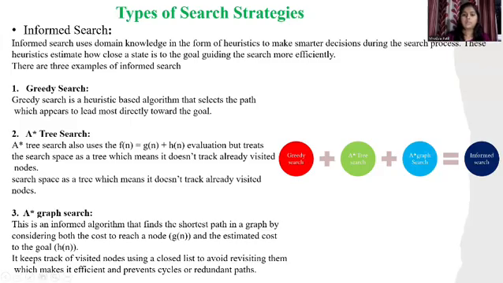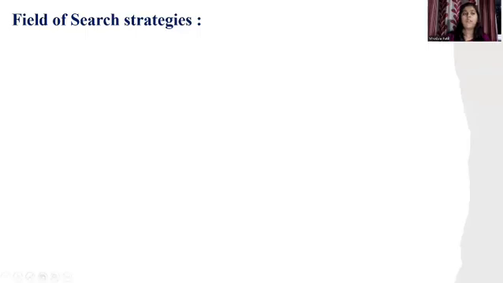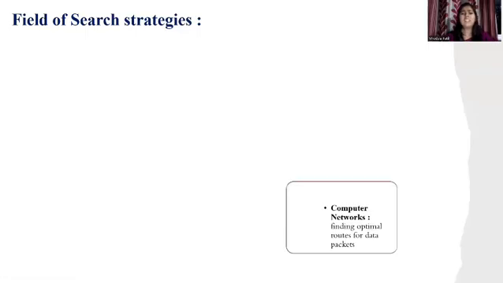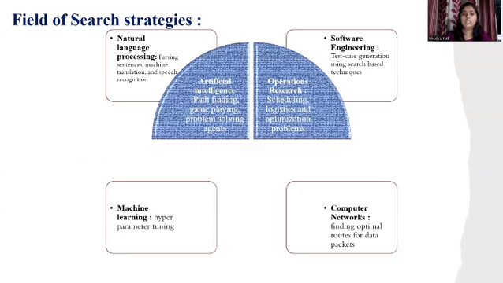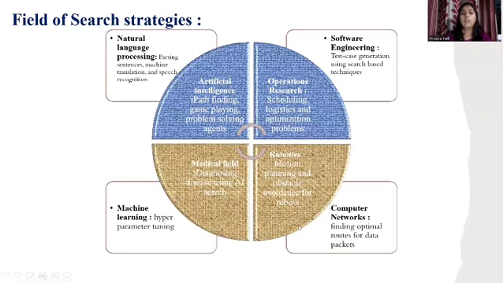So next, fields of search strategy. There are 8 fields. First one is artificial intelligence: pathfinding, game playing, problem solving agents used in this field. Second, operations research: scheduling, logistics and optimization problems. Third is the medical field, diagnosing disease using AI search.